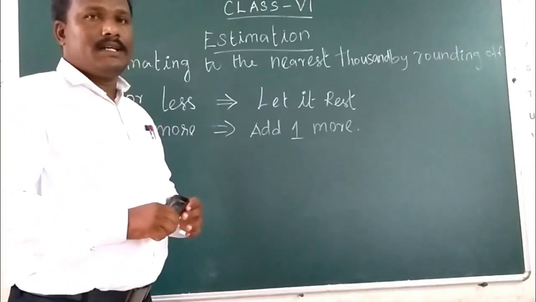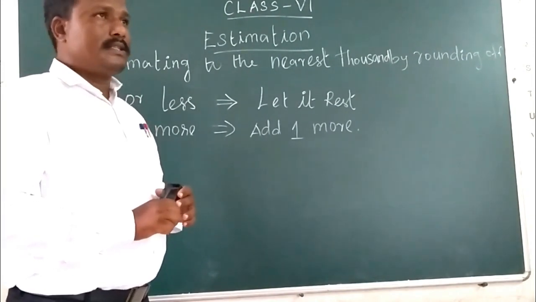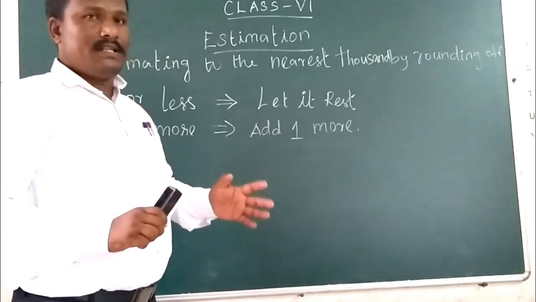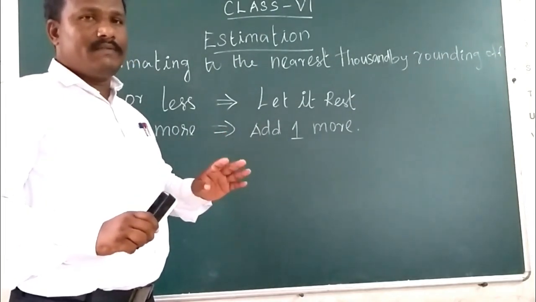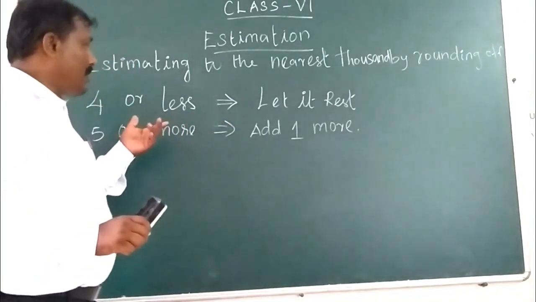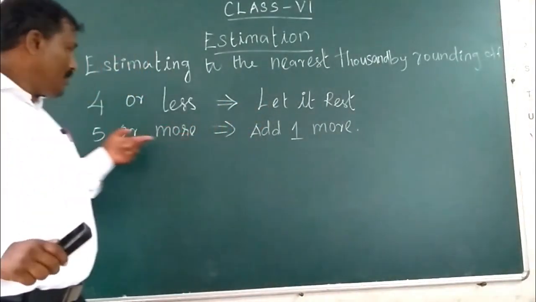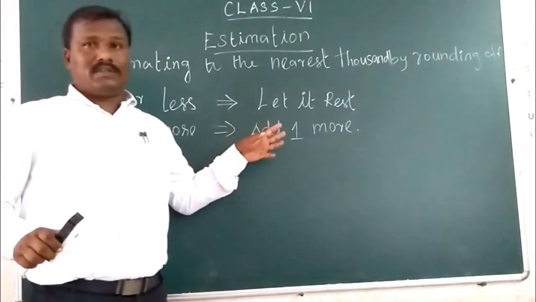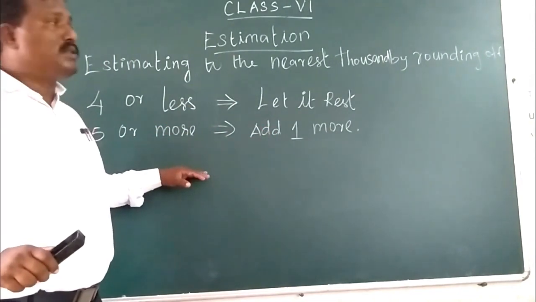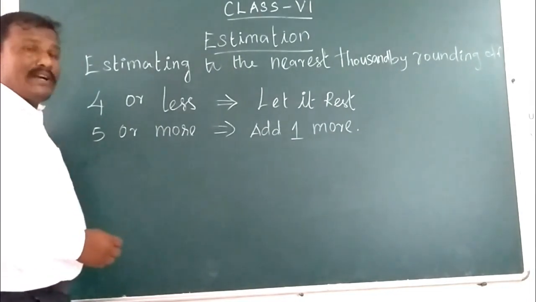Okay, students. Let me talk about rounding to the nearest 1000. When rounding to the nearest 10, 100 or 1000, we use the same formula, the same slogan. What is our slogan? 4 or less, let it rest. 5 or more, add 1 more. That's the slogan we use when rounding to the nearest 10, 100, 1000. Now let me talk about the nearest 1000. 1000 means we require a minimum of 4 digits.